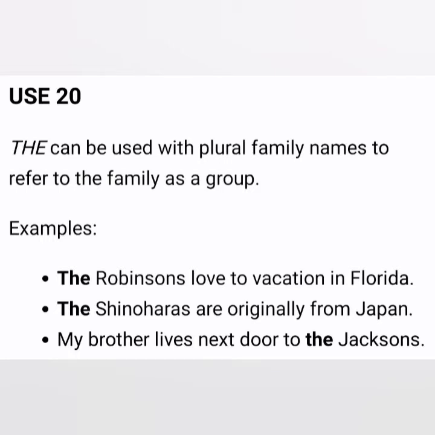The can be used with plural family names to refer to the family as a group. The Robinsons love to vacation in Florida. The Shinoharas are originally from Japan. My brother lives next door to the Jacksons. Here, the Robinsons, the Shinoharas, the Jacksons. Before that, we are using the. When the name represents the family name or group, we can use the.